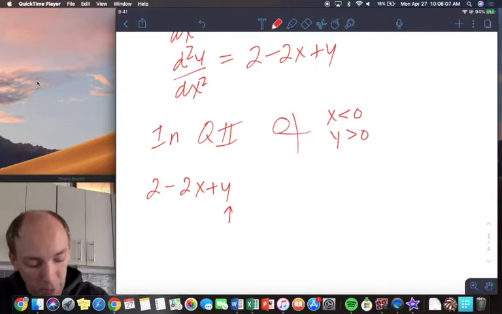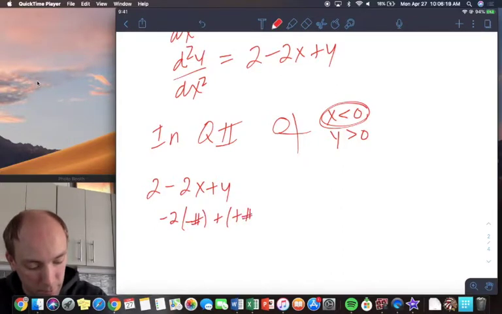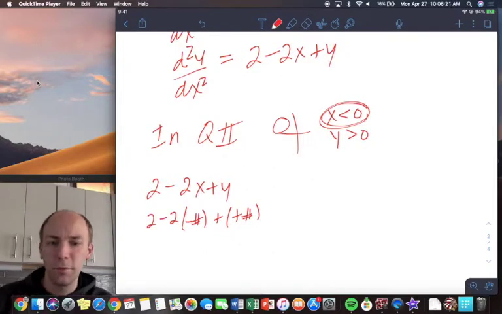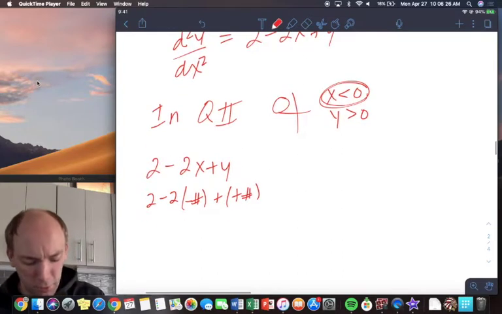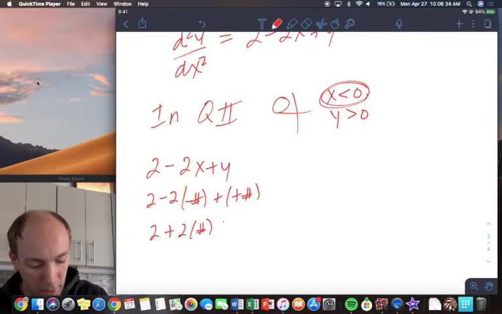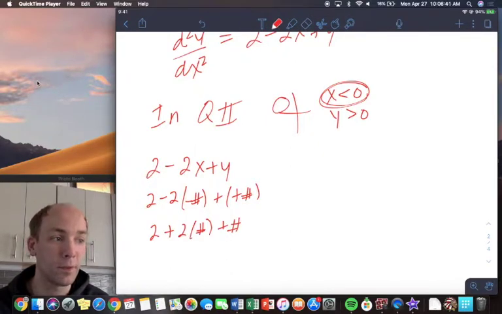So y will always be positive. Negative 2 times the x values, which will be negative, so this would be times a negative number. Okay, and then this was a positive number. And then 2, so we have 2 minus 2 times a negative number plus a positive number. So 2 plus 2 times some number, right? Because the two negative signs would cancel out with each other. And then plus another positive number. So what can you tell me about all of that? Right? If all the numbers are going to be positive, then we're going to end up with something that's positive.